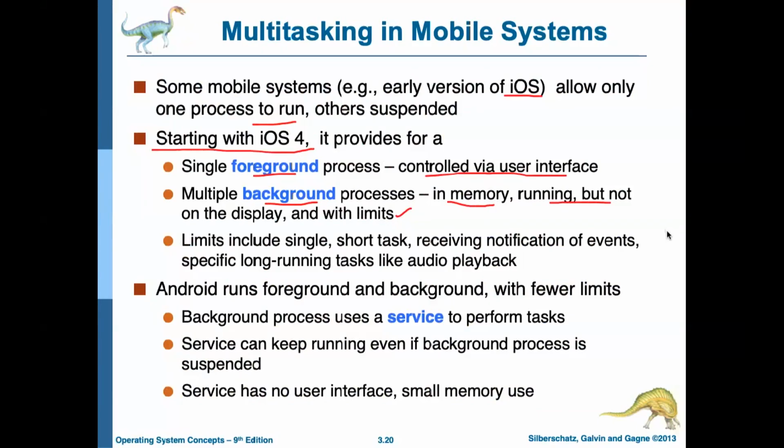Android runs foreground and background processes with fewer limits. A background process uses a service to perform tasks. The service can keep running even if the background process is suspended. A service has no user interface and small memory use.